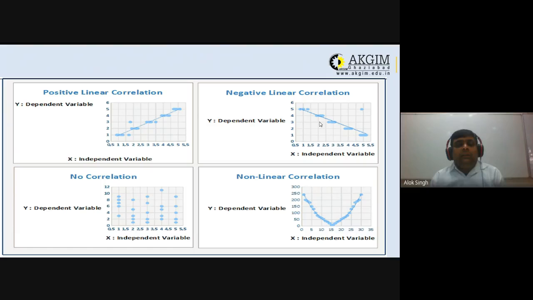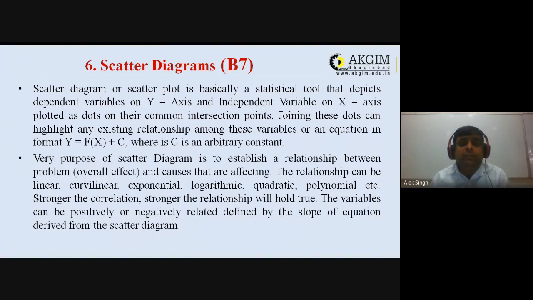Whether it is moving upward, moving downward, or whether there is no correlation between the data, like such a diagram, and whether there is a non-linear correlation, like polynomial or some quadratic function, or some exponential or logarithmic function. So you can identify the trend of the data by using this scatter diagram. It is also one of the most widely used tools nowadays.